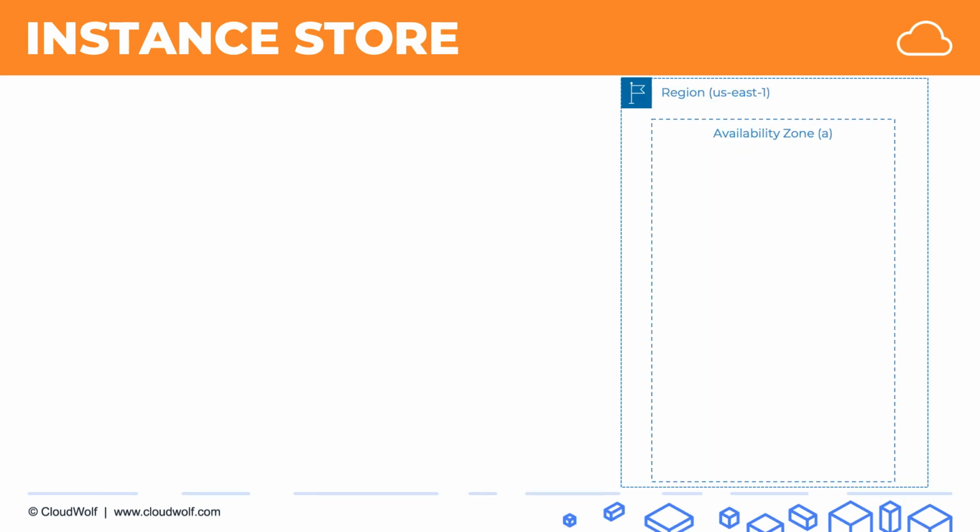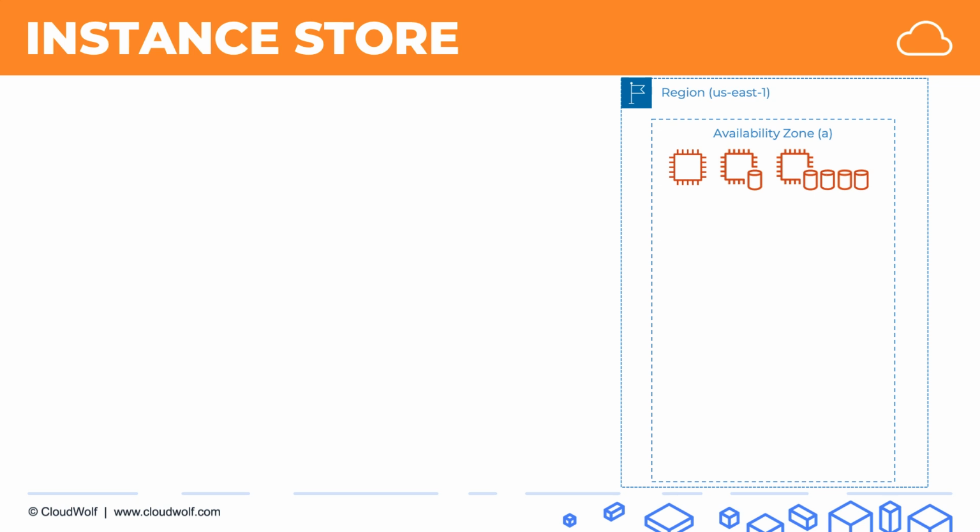Well, Instance Store really depends on the EC2 instance type. So some EC2 instances don't have Instance Store attached to them. Some EC2 instance types do have Instance Store attached. And some EC2 instances may have multiple volumes of Instance Store attached to them. We'll see more about this later in the course, but it really depends on the instance type. You cannot add additional instance store volumes if the EC2 instance type doesn't already come with them.